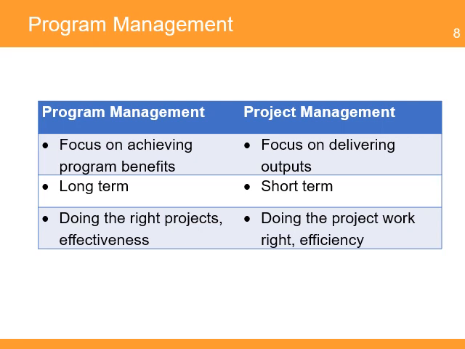Some of the key differences between program management and project management. In program management, the focus is on achieving program benefits. It looks at the long term and it's about doing the right projects. It's about effectiveness. In project management, the focus is on delivering outputs, it looks at the short term, and it's about doing the project work right. It's about efficiency.